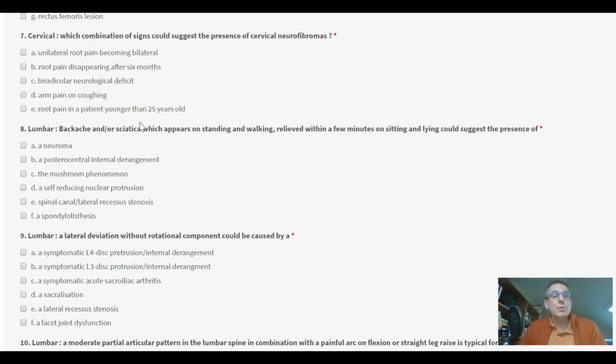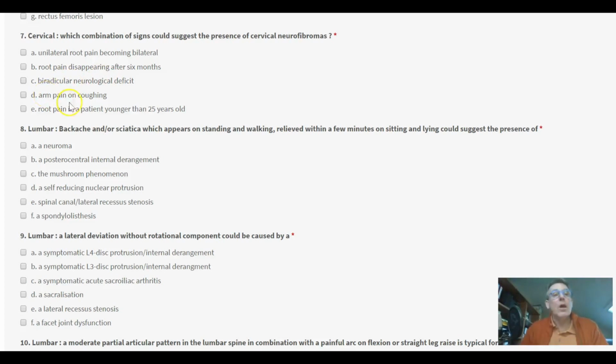Cervical spine. Which combination of signs could suggest the presence of cervical neurofibromas? In other words, which are some red flags? Well, option A, unilateral root pain becoming bilateral, that's not favorable, so yes. Root pain disappearing after 6 months? No, that's good. So here, no. Biradicular neurological deficit? That's not good. So, yes.